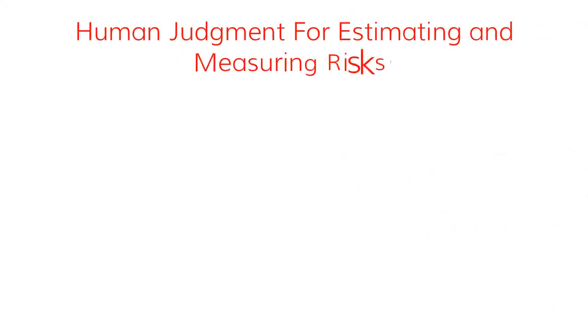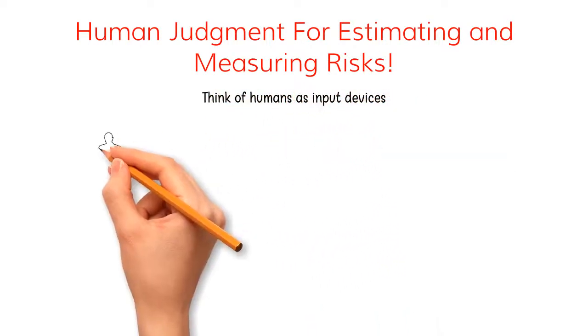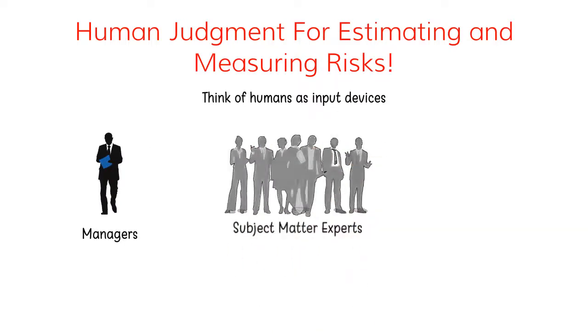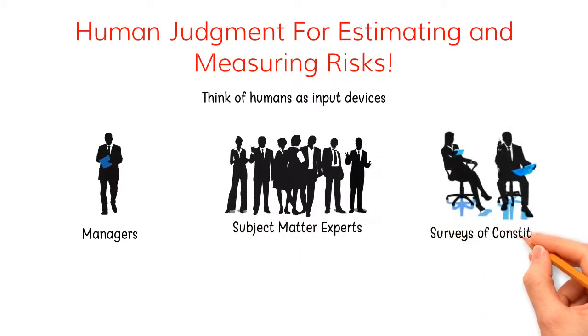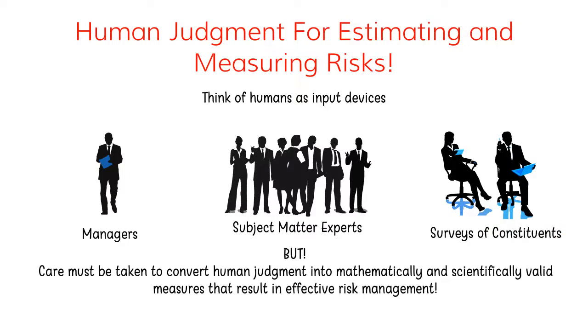Human judgment for estimating and measuring risks. Think of humans as input devices. Managers. Subject matter experts. Surveys of constituents. But care must be taken to convert human judgment into mathematically and scientifically valid measures that result in effective risk management.